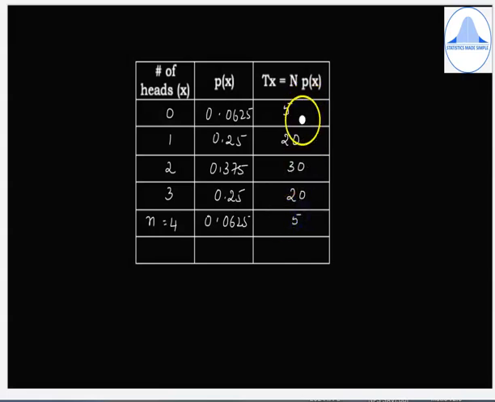When you add up all these theoretical frequencies, we have to get capital N, which is 80. So now suppose any of these theoretical frequencies are in decimals, then we have to round them off to the closest whole number.